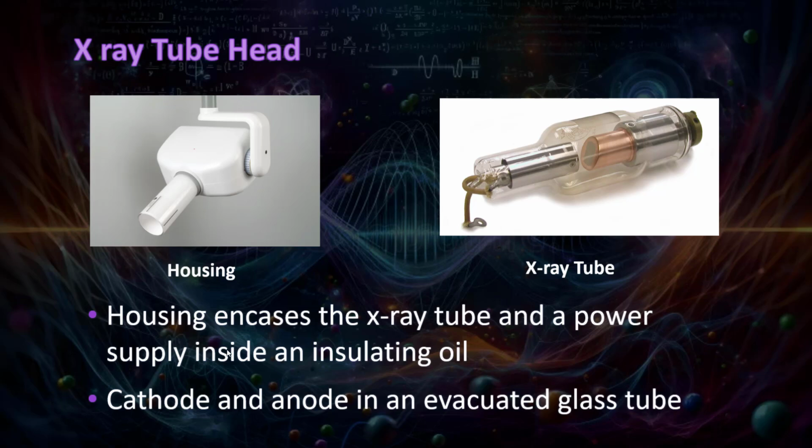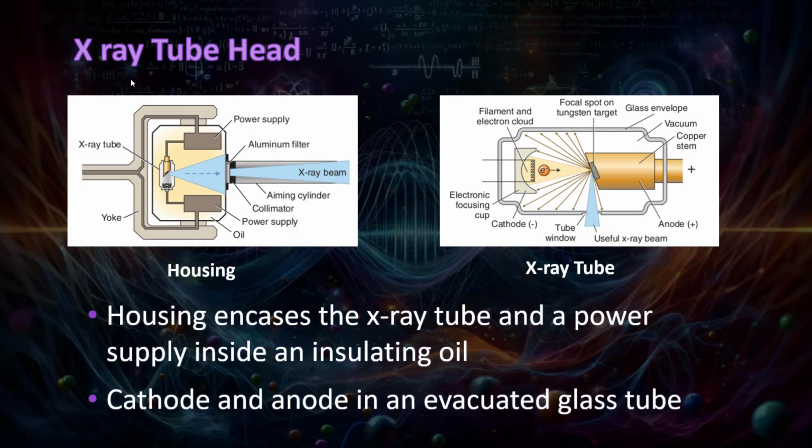And it has a power supply, and that's all inside an insulating oil, which helps transfer heat away from the X-ray tube as it's functioning. And then the X-ray tube itself are a cathode and an anode in an evacuated glass chamber. And so we're going to show you schematics of those now.